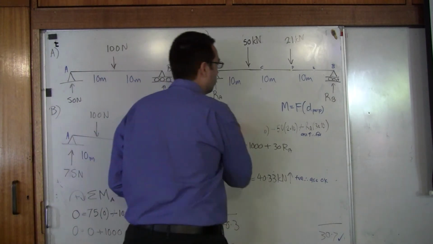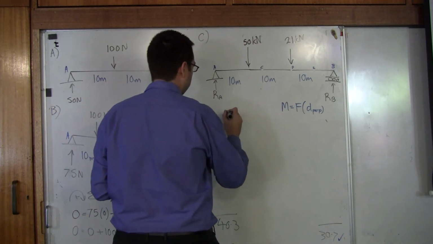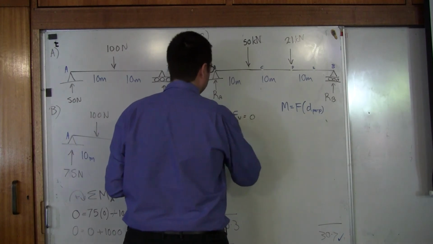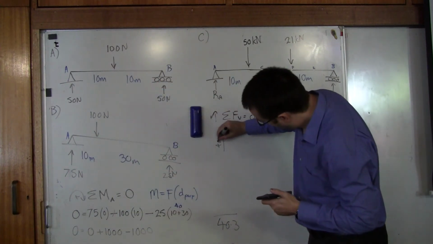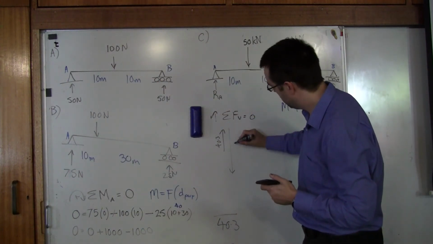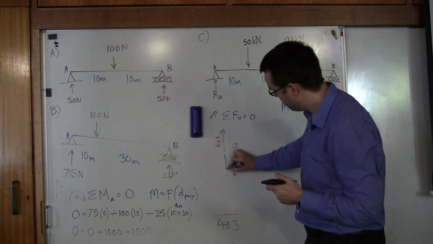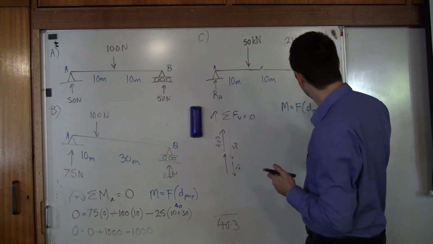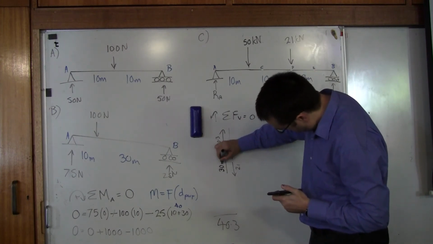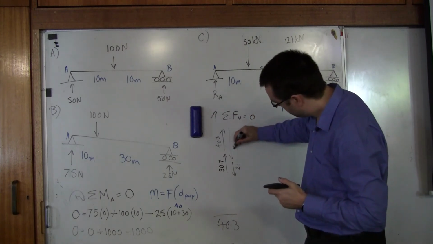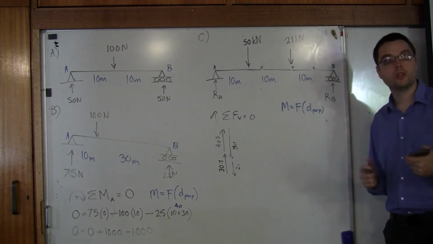The third part that we can do, which I've already done, is the sum of the forces vertically. Sigma forces vertically equals 0. And what have we got? We've got 40 minus 50 minus 21 plus 30.7. You don't need to write that. Does that work? Yeah. We're happy. Our check worked.